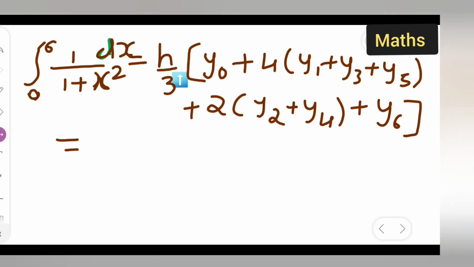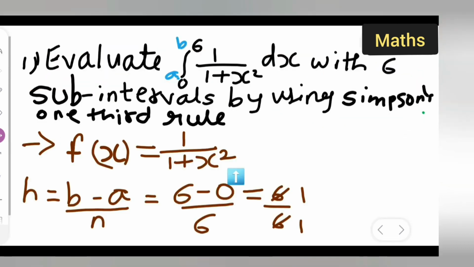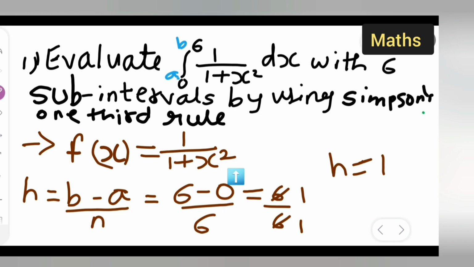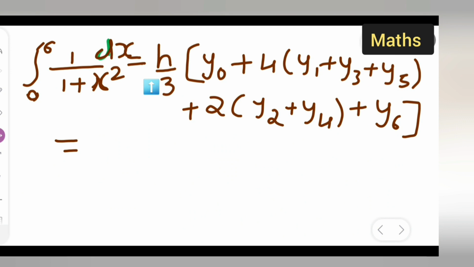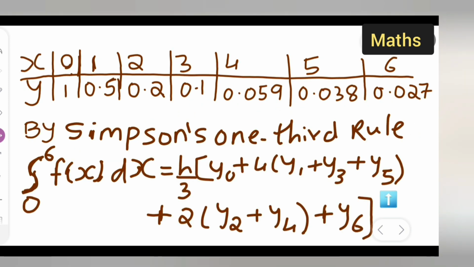Next, what is the value of h? Here the value of h is equal to what we got, which is 1. Here h is nothing but 1, so you all have to plug 1 over here. So it is 1 upon 3 into, now bracket open. Now what is the value of y naught over here? Y naught is 1, so you all have to plug that value 1.